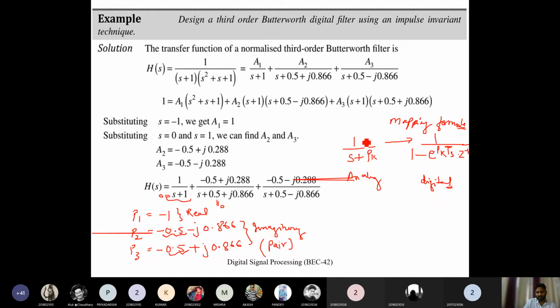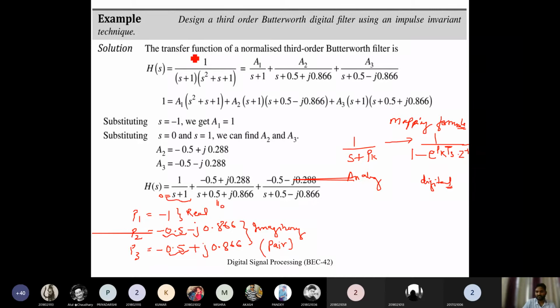For this particular term, we will replace Pk with 1. Similarly, for this term, P2 will be replaced by minus 0.5 minus j 0.866. Once we replace it, it will be multiplied by the sampling time and Z to the power -1. So different terms will be given.